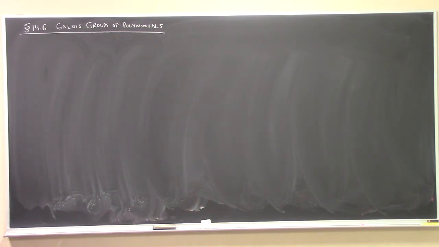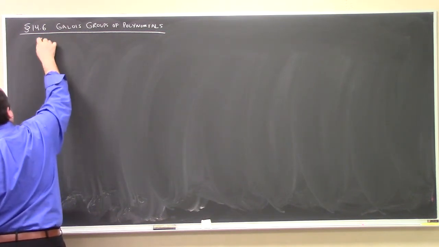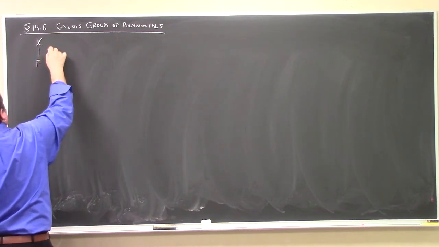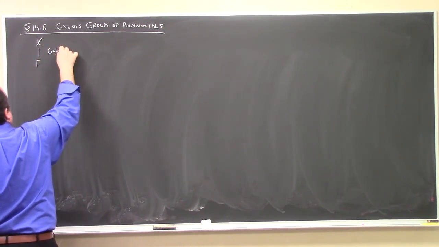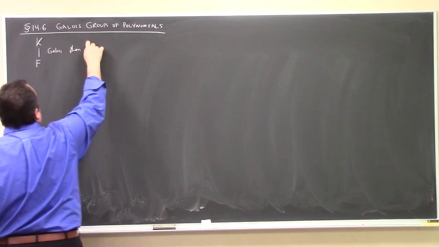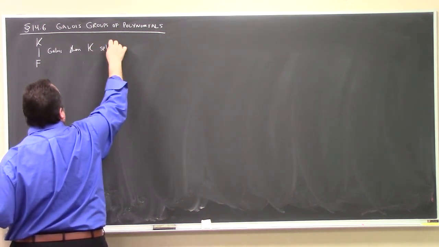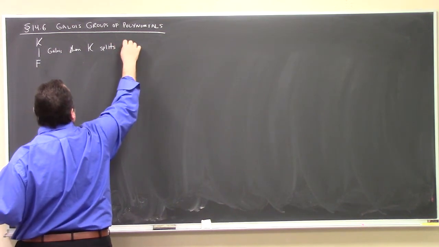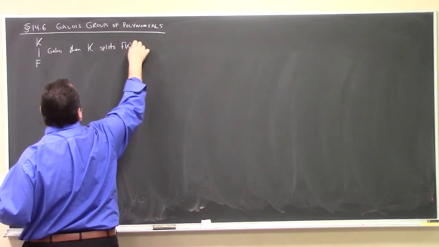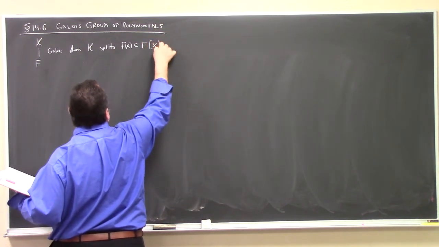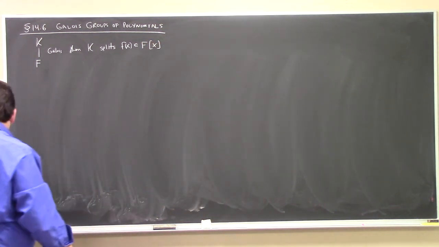So if K is a Galois extension of F, then K is the splitting field of some separable polynomial over F, right? So if K over F is Galois, then K splits some f of x with coefficients in F.